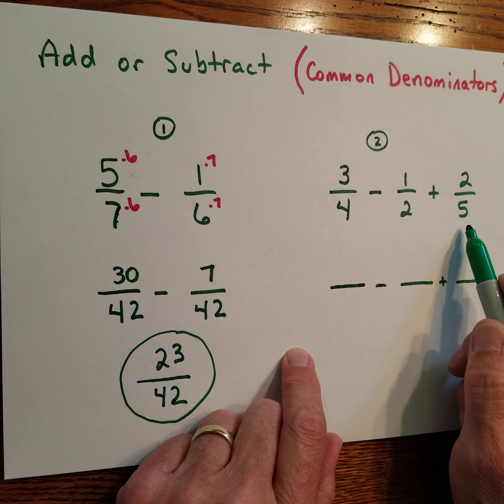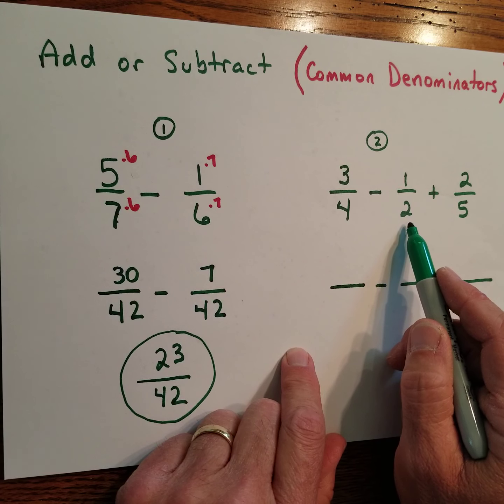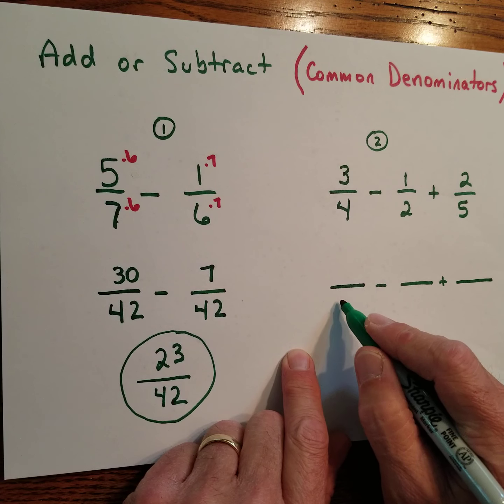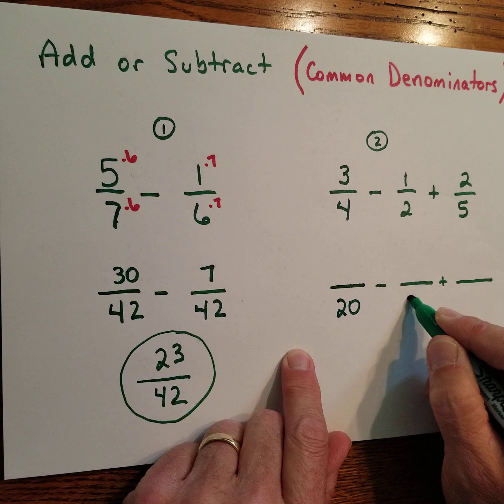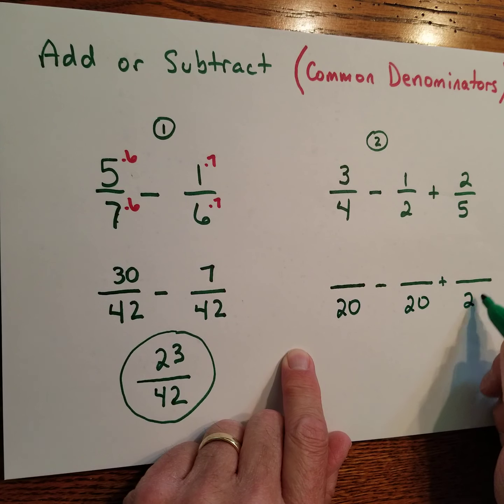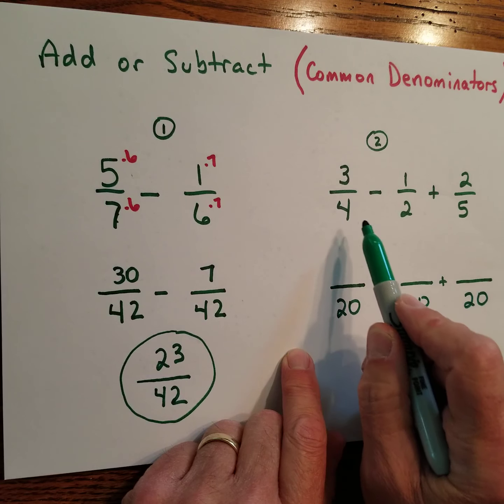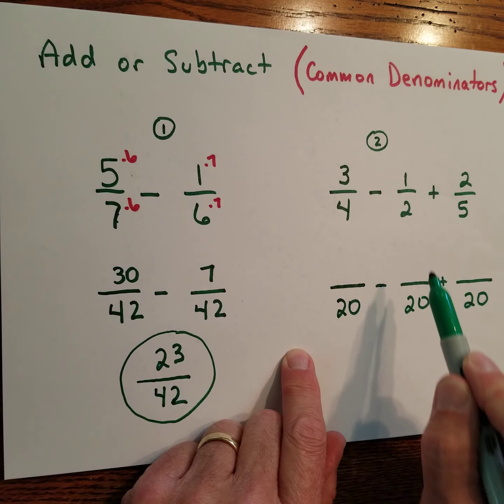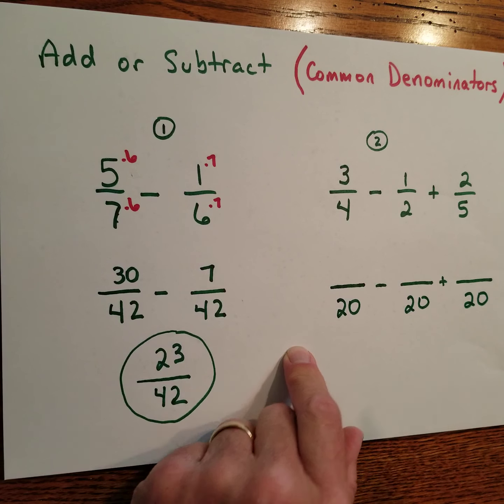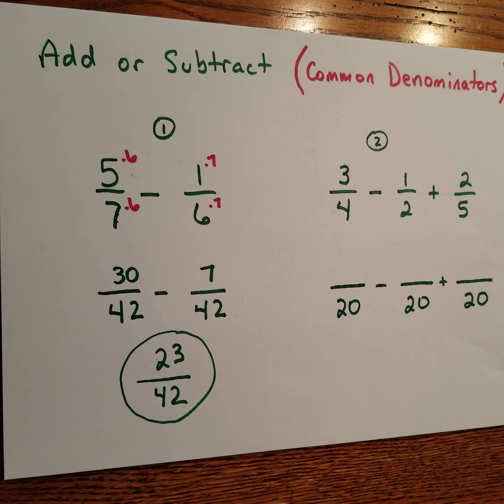Well, 4 and 5 go into 20. 2 also goes into 20. I think 20 is the number I want. 20 is the smallest number that 4 divides into, that 2 divides into, that 5 divides into. Now we get the numerators.